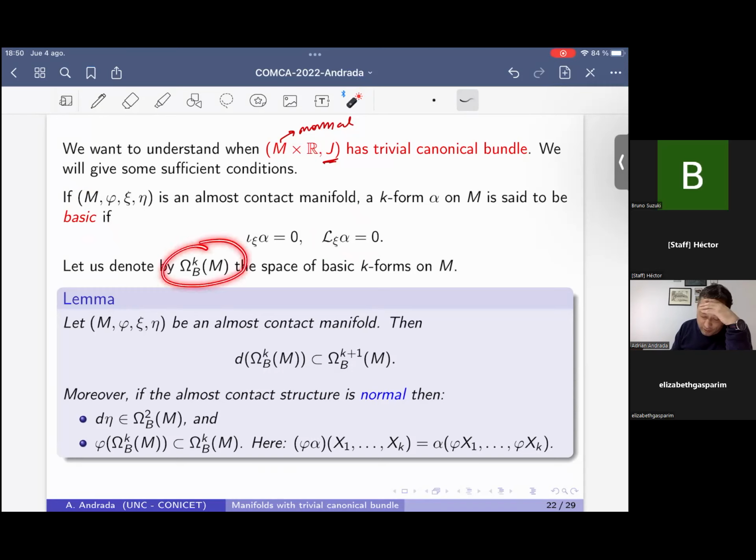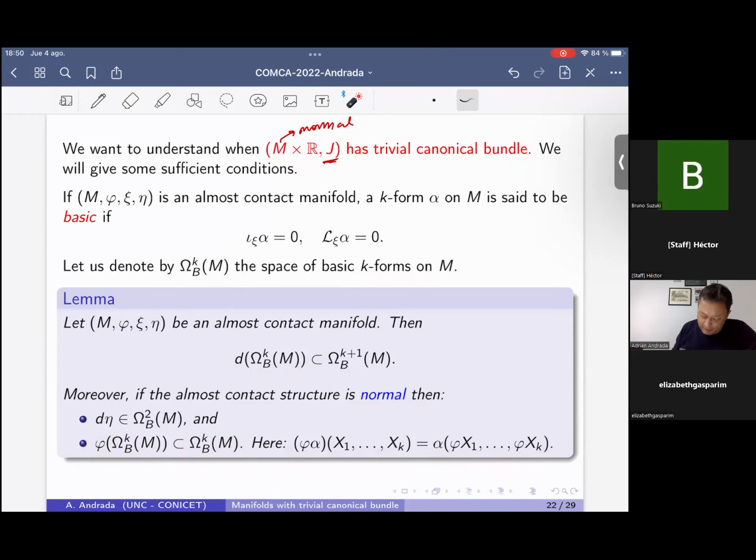If we denote by omega^k_B the space of all the basic forms, it can be seen that the exterior derivative preserves this complex, and when it is normal, then the endomorphism phi acts on basic forms and gives us back another basic form. The action is the usual one.